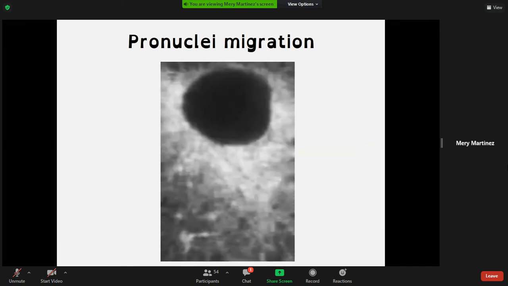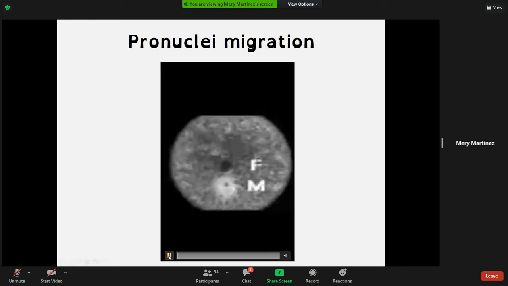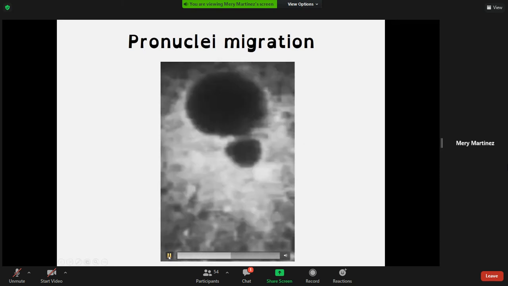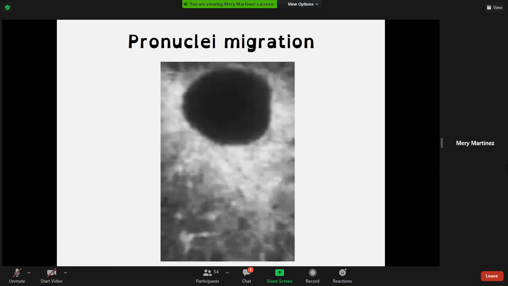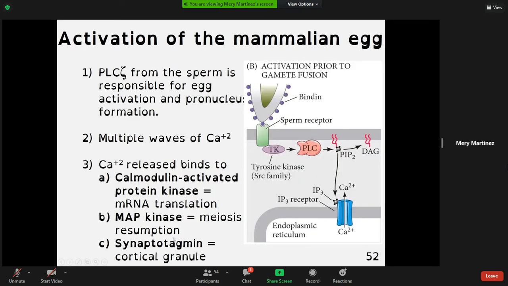Look at the size difference between the male and the female. The female is bigger than the male, and it goes really quickly in real time. So it approaches and then moves together in the metaphase plate. So, preparation for cleavage.